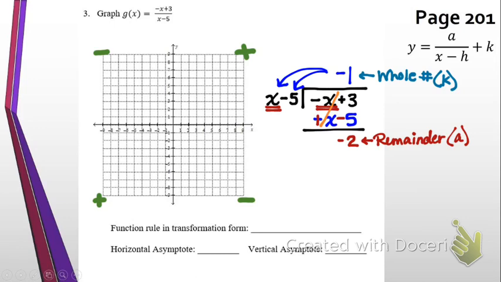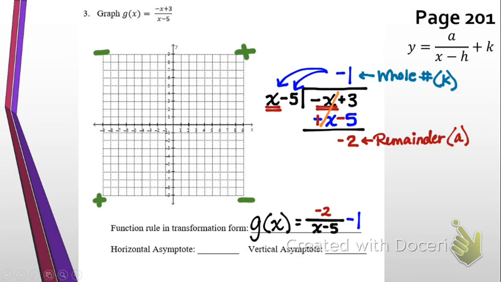So let's write down our transformation. They named this one g of x, so I'm going to call this one g of x. If you write down y equals, I do not care. But I am going to try to stay consistent when we're doing example problems together. What will transformation form look like? Negative 2 over x minus 5 minus 1.